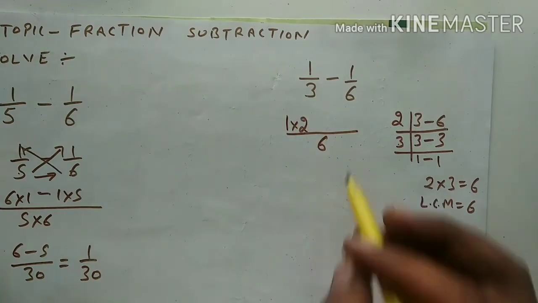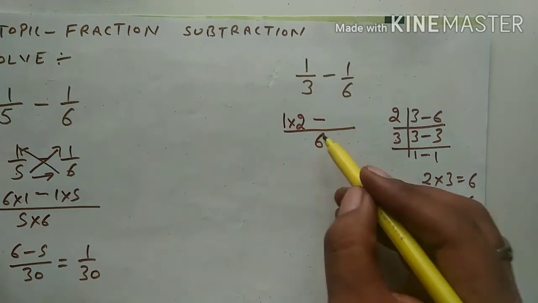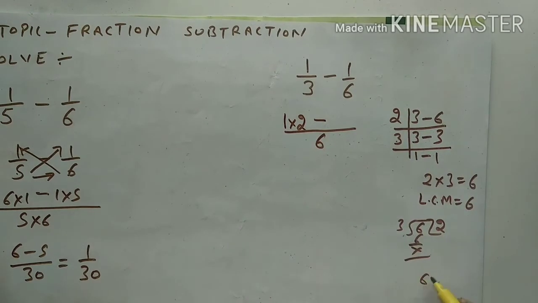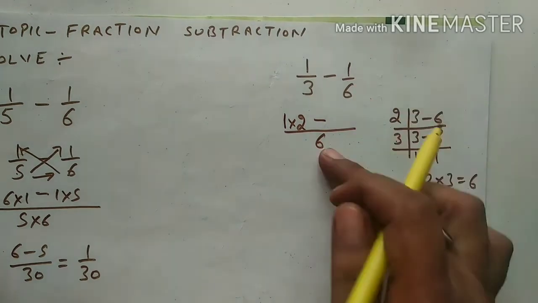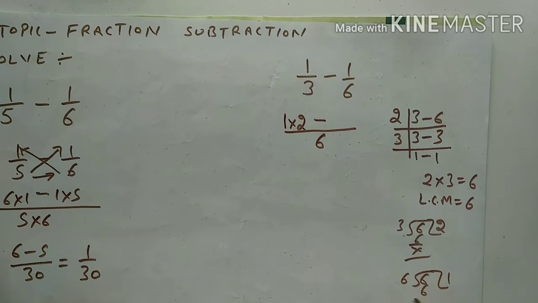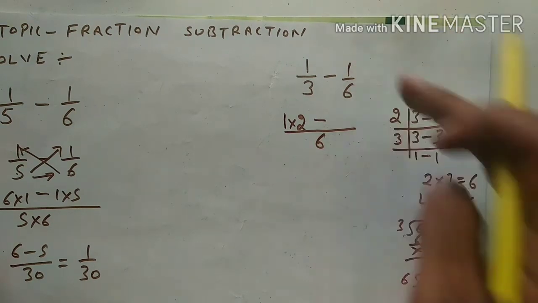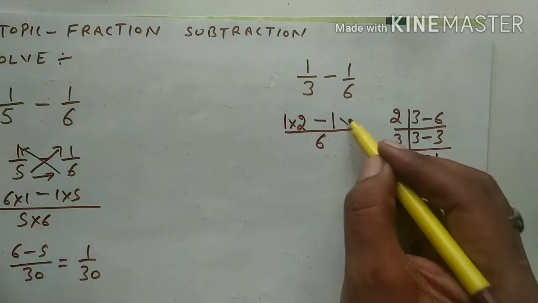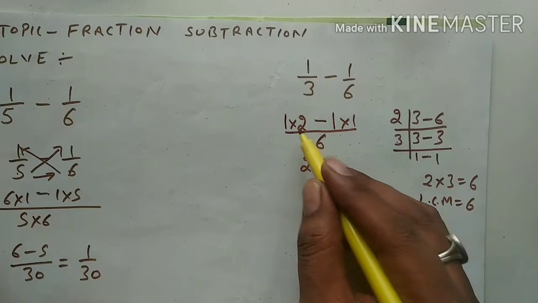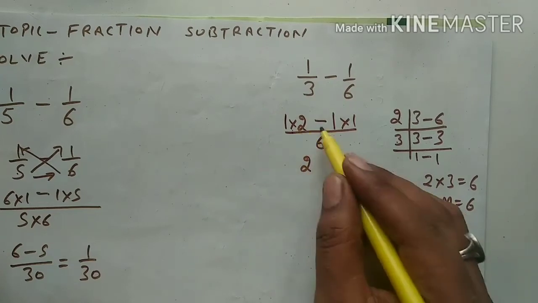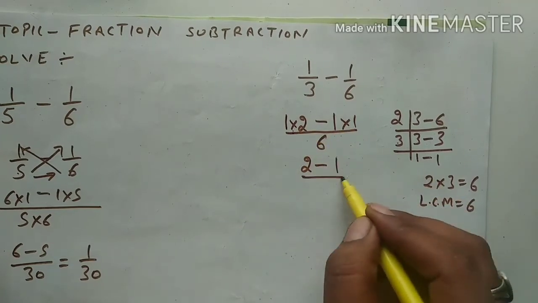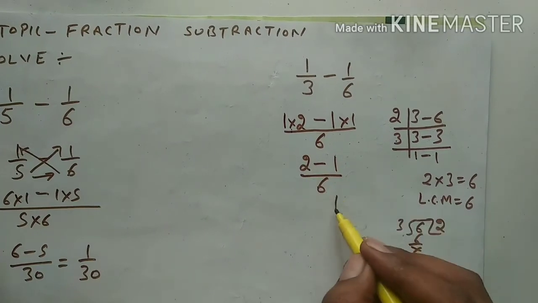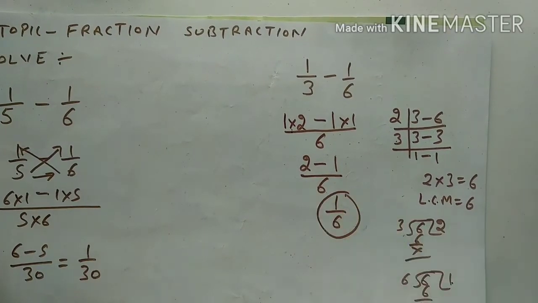Okay student, now minus. Again 6 will be divided by 6. When we divide this 6 by 6, then the answer is 1. Now I will multiply this 1 with the numerator. The numerator is 1 and I will multiply it here. Now 1 multiply 2 is 2 and minus 1 multiply 1, over 6. 2 minus 1 is 1, so the answer is 1 by 6.